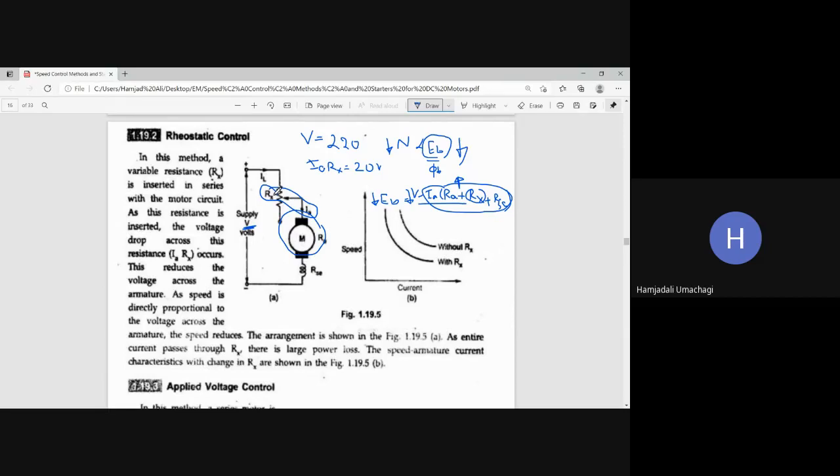Copper loss is I square R loss. So IA square into Rx loss will be more. More amount of the power gets wasted across this rheostat. Because of that, unnecessary power loss will take place. Unnecessary heating of the motor will take place.